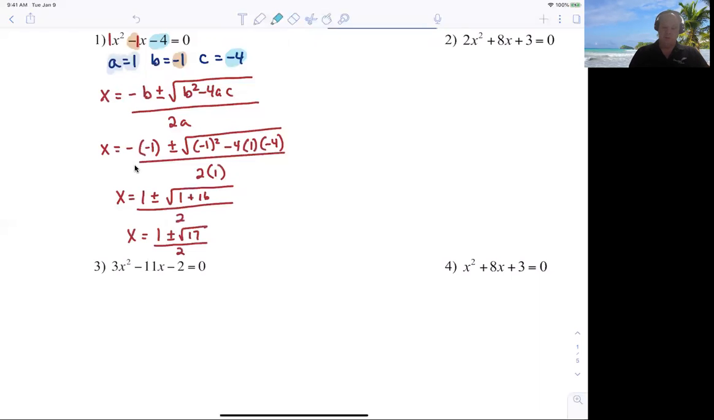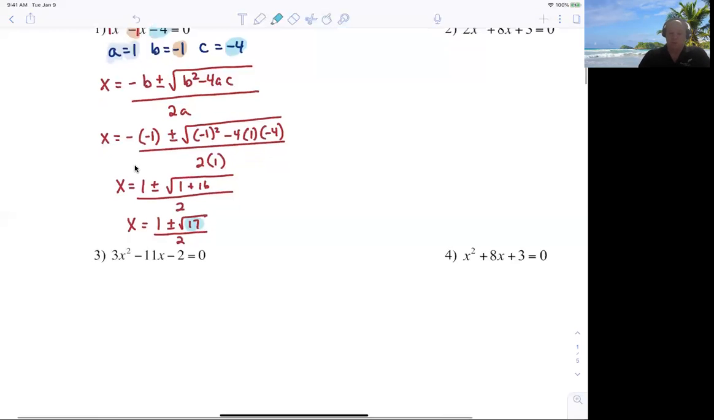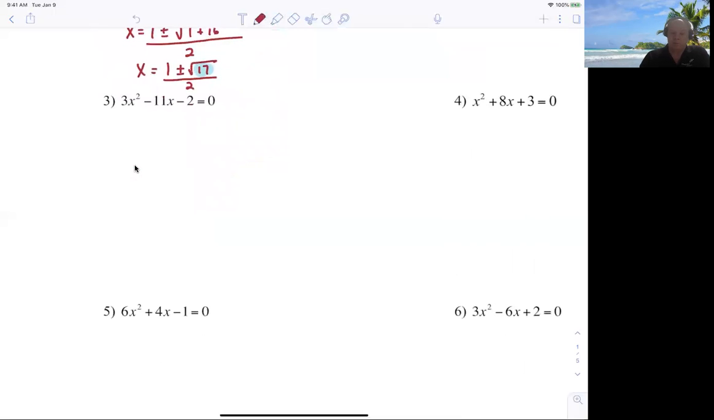Now, if you recall, the square root of 17 cannot be broken down. So that's one thing we have to keep track of. We have to make sure that it can't be broken down, and we'll see that later. So let's go ahead and take a look now at number 3.